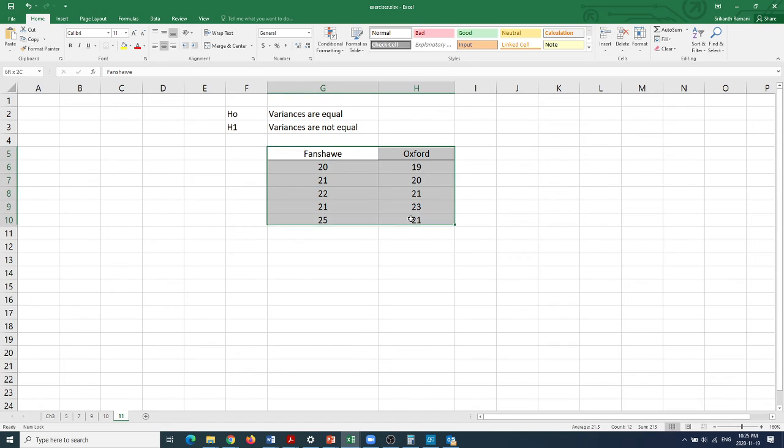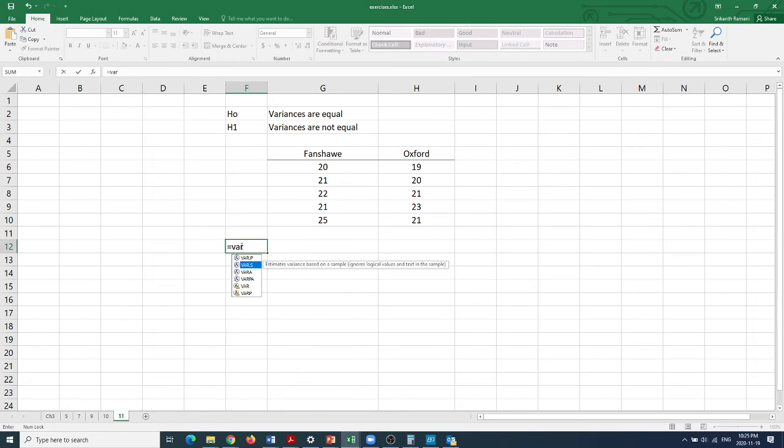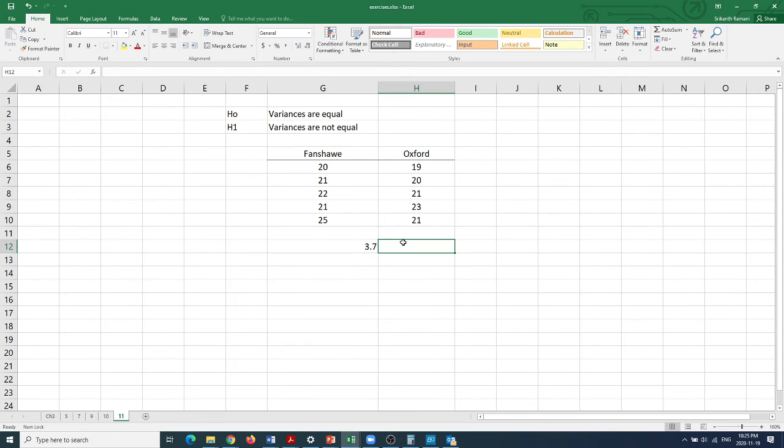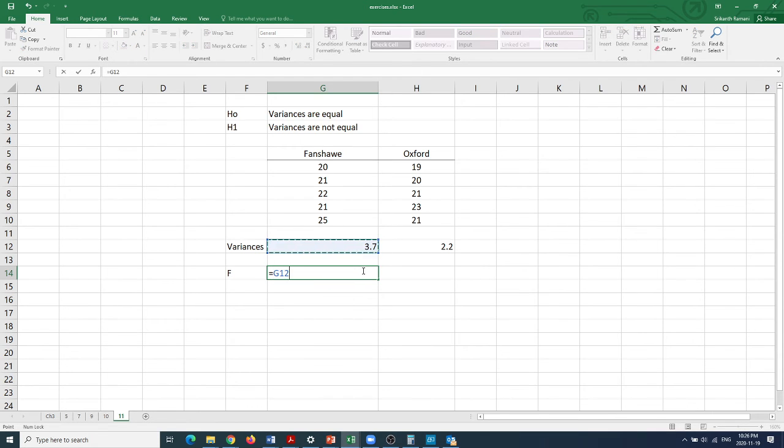And you compute your means. You could compute your sample mean and standard deviations. Let's say the variance of the first sample is 3.7, and the variance of the second sample is 2.2. And once you compute the variances, if your initial intuition is that Fanshawe is longer than Oxford, then the F statistic is going to be 3.7 divided by 2.2. And this is 1.68. So this is the F statistic which you computed.